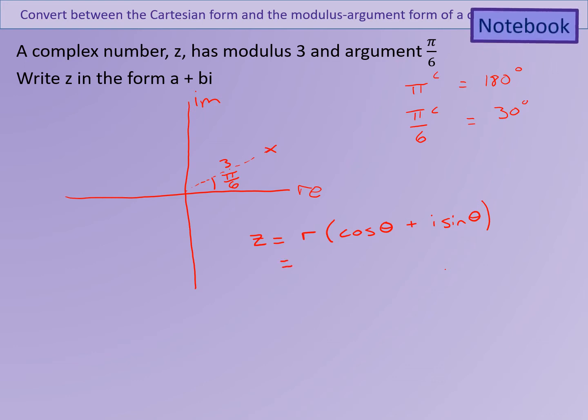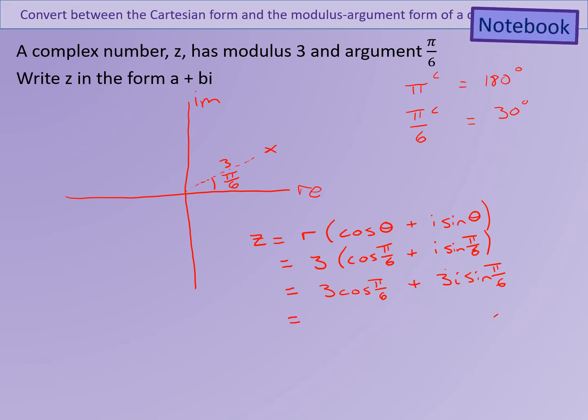So we know that r is 3, that's the modulus. We've then got cos pi by 6 plus i times sine pi by 6. Now we can multiply that bracket out, so we end up with 3 cos pi by 6. That is going to be the real part of our complex number, plus 3i sine pi by 6. So 3 times sine pi by 6, that's going to be the imaginary part. So you're going to need to just put that into your calculator now.